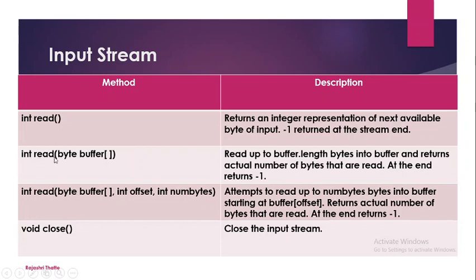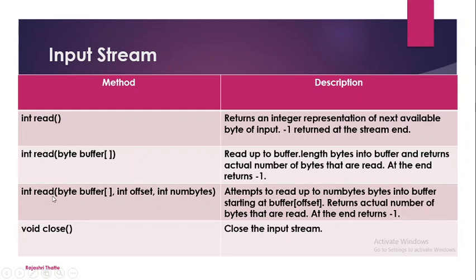If I am using this second read method where the argument is a byte buffer, the return value will be the number of bytes that have been read successfully by the method. Even though the size is 5, if only 4 bytes of data are available, the return will be 4.